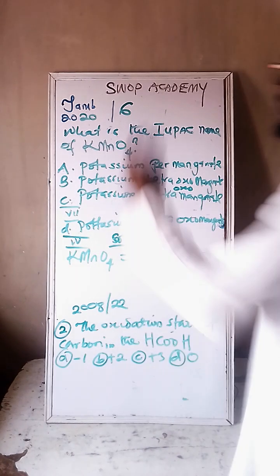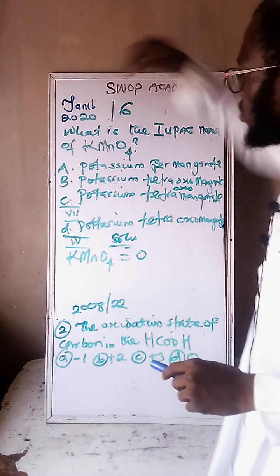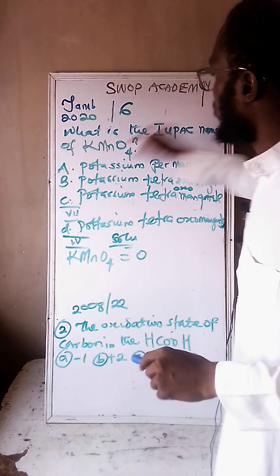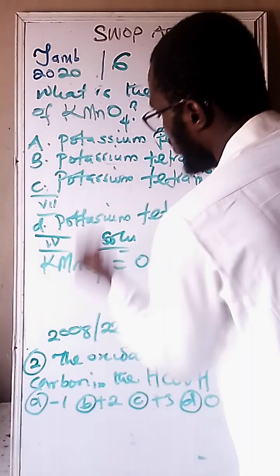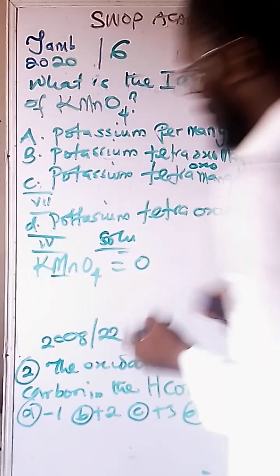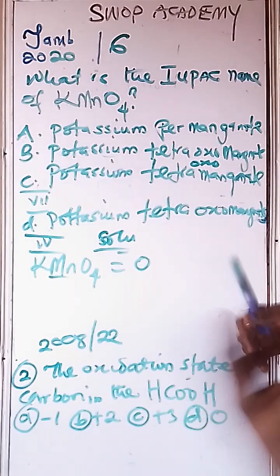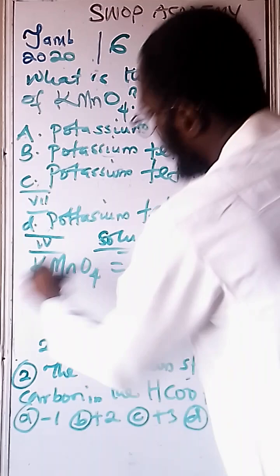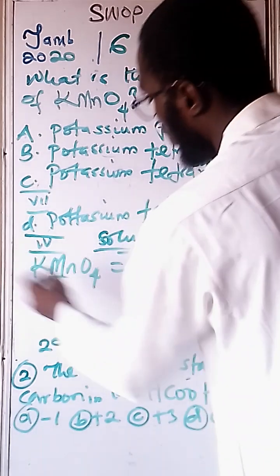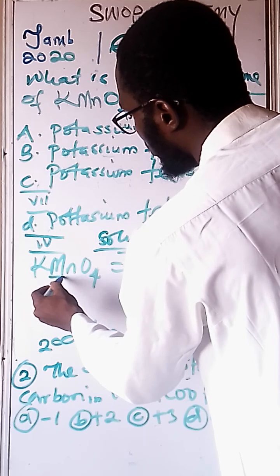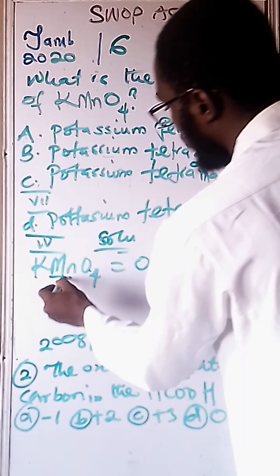The second thing to do: here the question is different from the first time. What is the IUPAC name of this? I told you that you now count. How many is this? 1, 2, 3. You make the second one the subject of the formula by finding the oxidation state of that. So for you to get the IUPAC name of this particular compound, you make the second element the subject of the formula. This is potassium, this is manganese, this is oxygen.